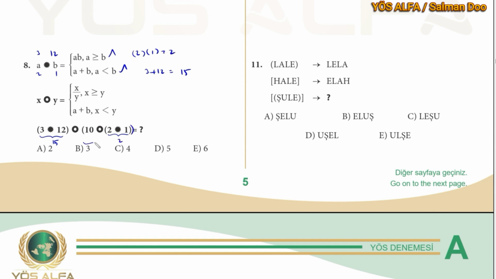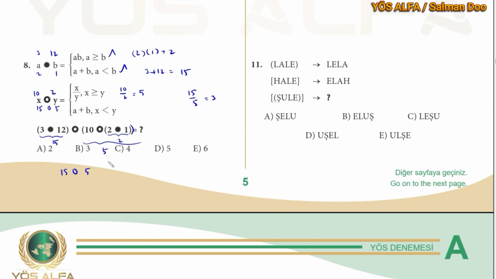We continue with the circle operations. 10 circle 2. Since x is larger than y, we use the first one. 10 over 2 is equal to 5. So this one is 5. And we're left with 15 circle 5. So 15 circle 5. X is larger than y. Again, we'll use the first one. 15 over 5.